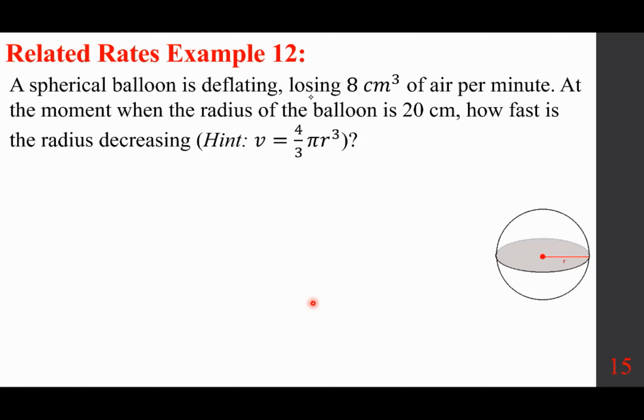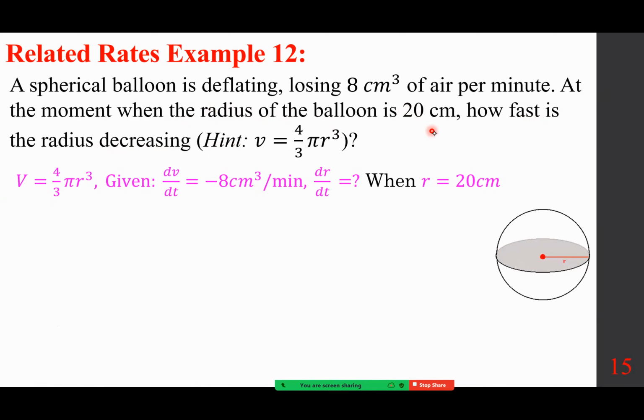The reason I chose that, I want to make sure that everybody understands this refers to a negative sign. So a spherical balloon is deflating at that rate. We have to know the volume is 4/3 pi r cubed because we want to relate the volume to the radius. So what is given? First and foremost, the volume is 4/3 pi r cubed. But we should know dV/dt is -8 cubic centimeters per minute. And we are interested in finding dr/dt at the moment when r is 20 centimeters.